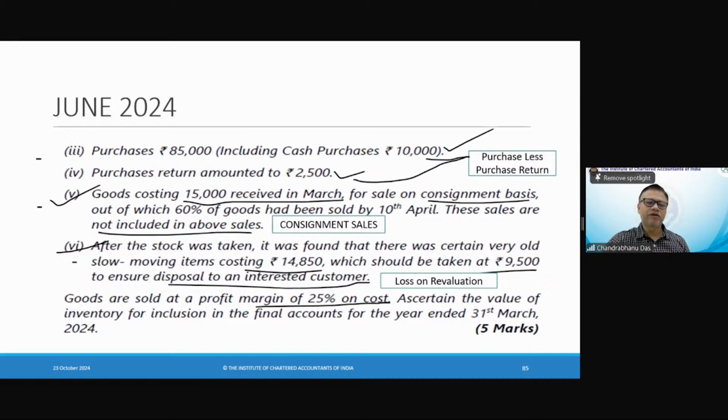As well, there is a profit margin given, but in this question, profit margin is given on cost, 25% on cost, which means you have to calculate the profit on the sales when you want to calculate the cost of sales. We have to find the inventory on 31st March 2024. You have data of 10th April, you have to go backwards to the opening stock.